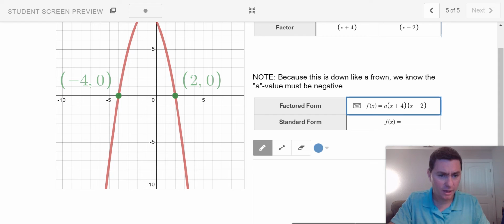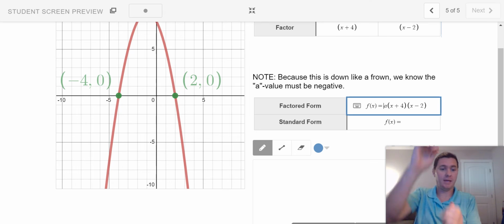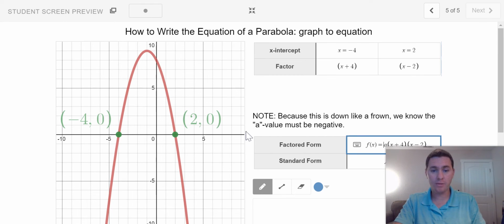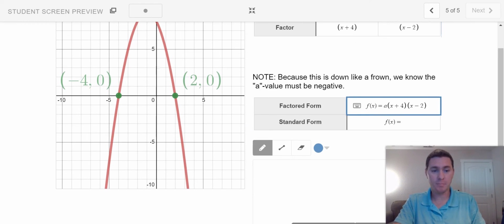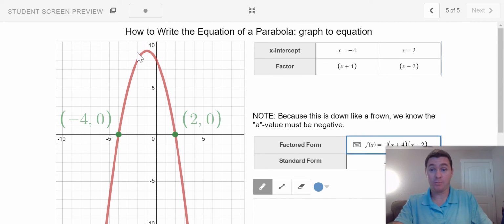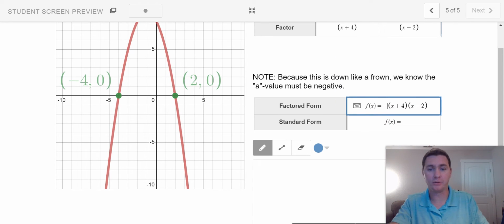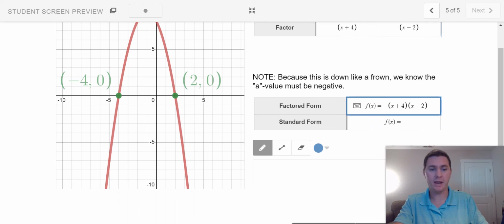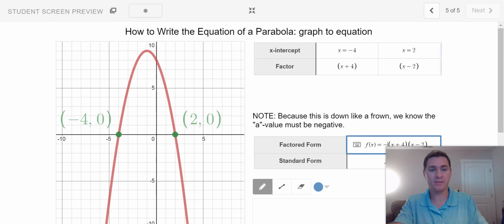Now there's this a value in front, and a is a multiplier. It's going to stretch our parabola and make it really skinny, or it's going to shrink our parabola and make it much wider. In this case, we know that our a value must be negative, because it's down like a frown. We'll talk in another video about how to find the specific value of a using a test point. But for right now, suffice it to say we find the factors by looking at the x-intercepts.